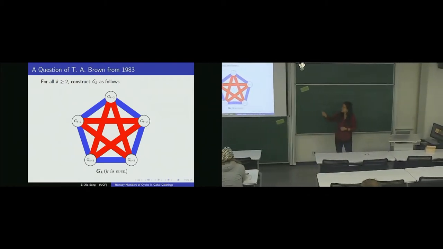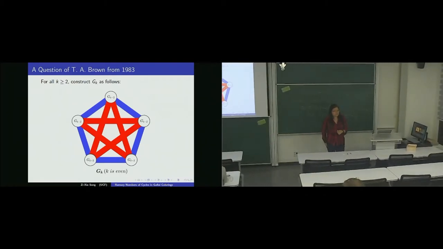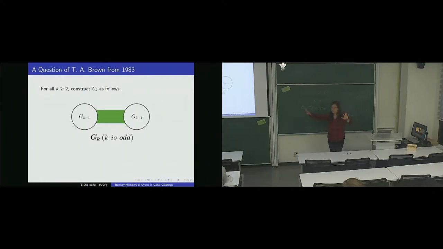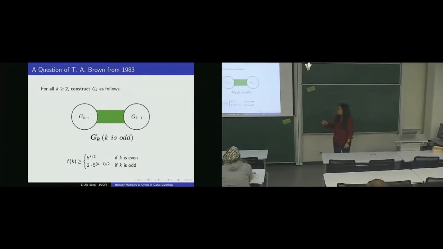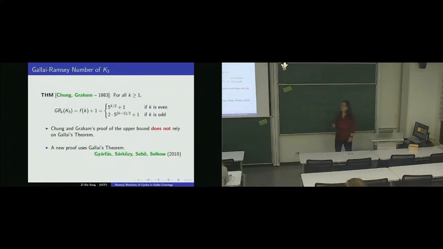Now in this construction, every triangle here sees exactly two colors, right? Sees exactly two colors. Now if k is odd, all you have to do is take two copies and color all the edges running between them with the new color you are given. And this construction tells you the lower bound for f of k. This construction is due to Chung and Graham. They solved this problem in 1983.